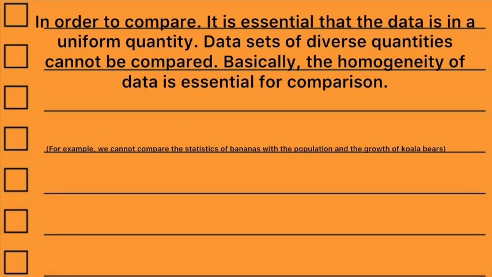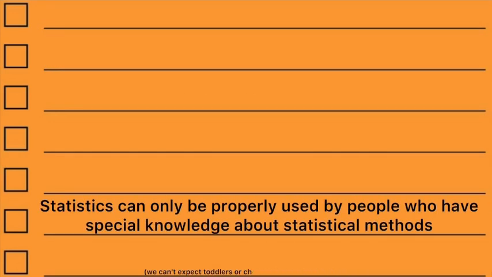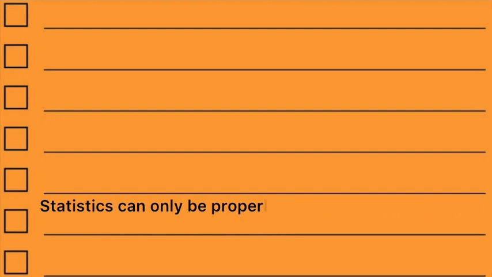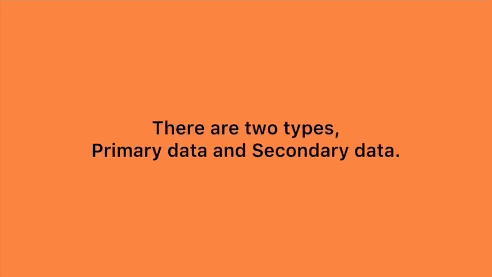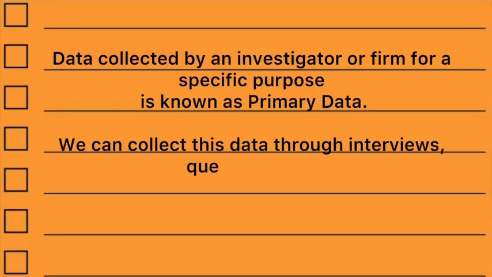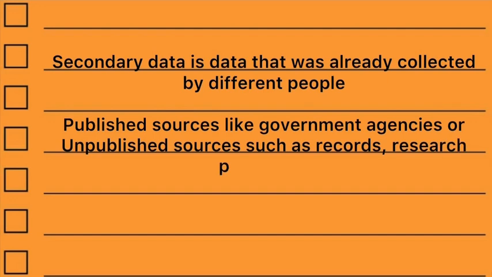In order to compare data, it is essential that data is in a uniform quantity. Statistics can only properly be used by people who have special knowledge of statistical methods. The results of data may be wrong if you don't understand the circumstances under which these results have been drawn. Now, there's two types of data, primary data and secondary data. Data collected by an investigator or a firm for a specific purpose is known as primary data. Secondary data is data that's already collected by different people.